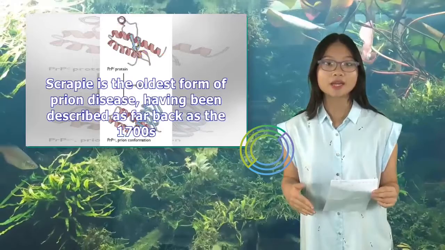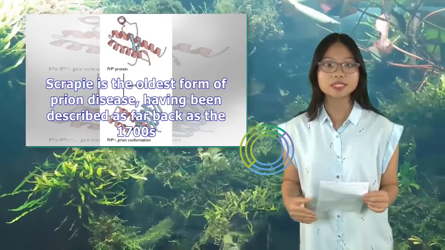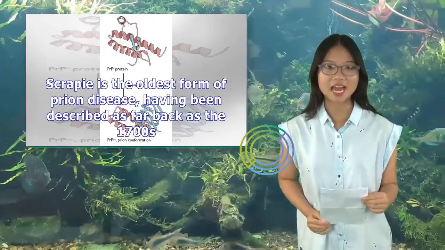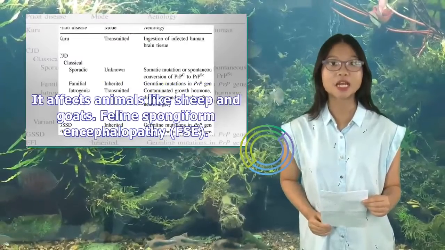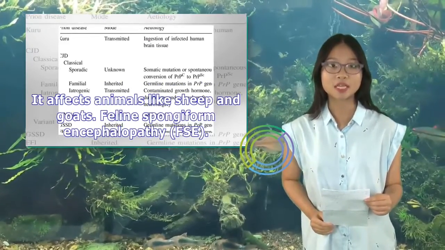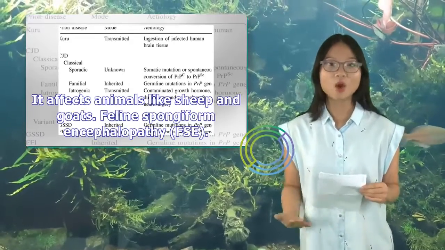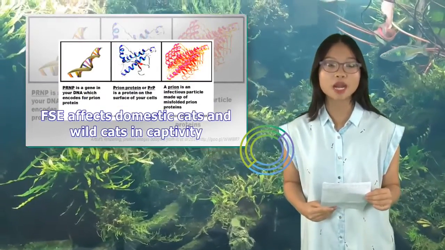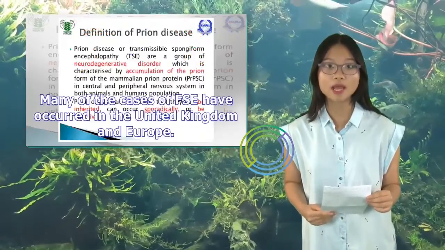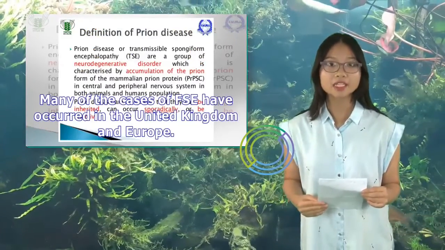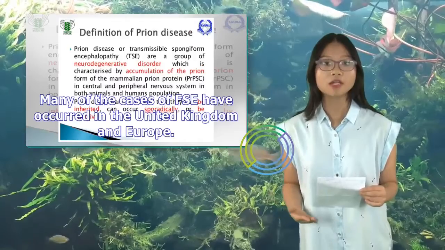Scrapie. Scrapie is the oldest form of prion disease, having been described as far back as the 1700s. It affects animals like sheep and goats. Feline spongiform encephalopathy, FSE. FSE affects domestic cats and wild cats in captivity. Many of the cases of FSE have occurred in the United Kingdom and Europe.